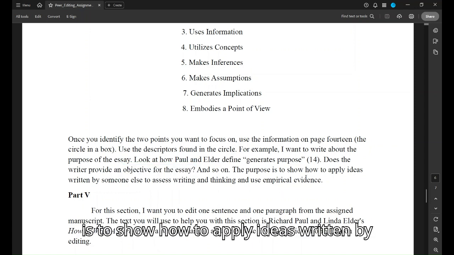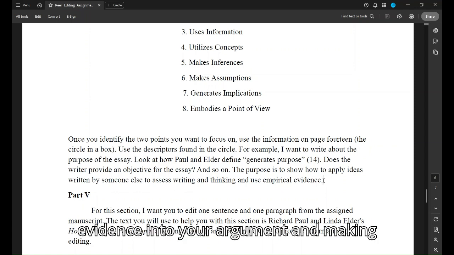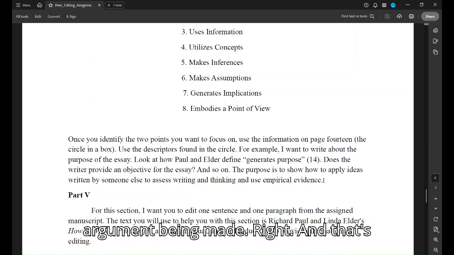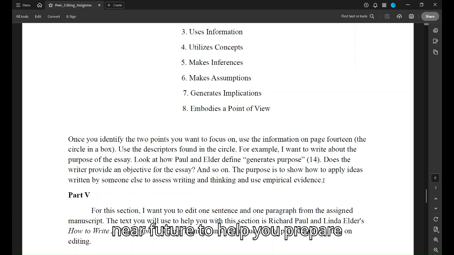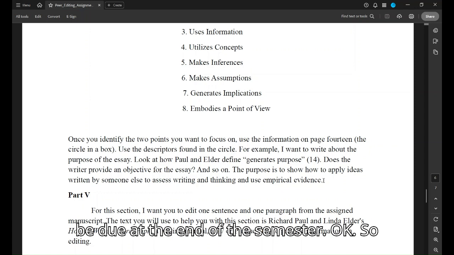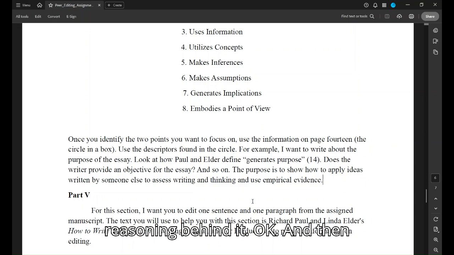The purpose is to show how to apply ideas written by someone else to assess writing and thinking and use empirical evidence. Because as we get closer to the end of the semester, I'm going to stress a lot how you're able to integrate evidence into your argument and make sure that it makes sense in relationship to the claim, the description, and the argument being made. Right. And that's what we're going to be doing in the near future to help you prepare to write your final research proposal that's going to be due at the end of the semester. Okay, so all of this stuff does have some reasoning behind it.